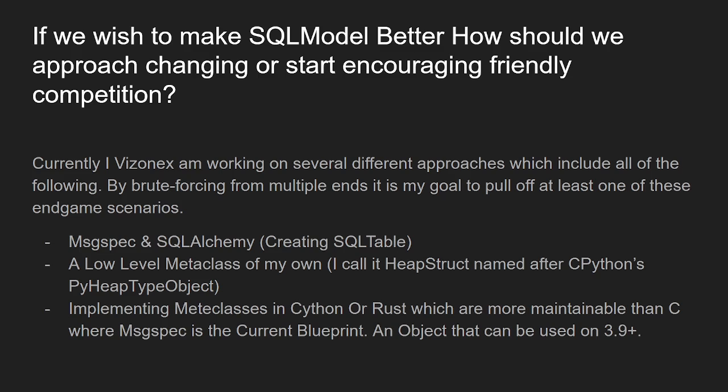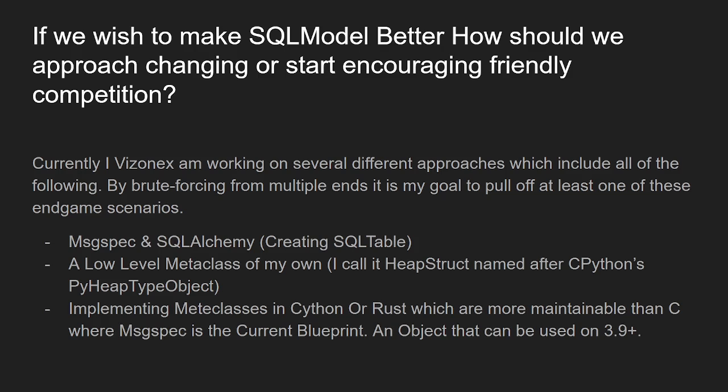But one of my ideas was that if Msgspec and SQL Alchemy couldn't work, and I couldn't find any research into helping me merge the two, the second thing I started looking at was low-level metaclasses. And I would name it heapstruct after the Python heap type object, which sadly doesn't have a whole lot of documentation for it. I think there should be documentation for it, even though the C Python devs don't really consider it to be public, if that makes any sense.